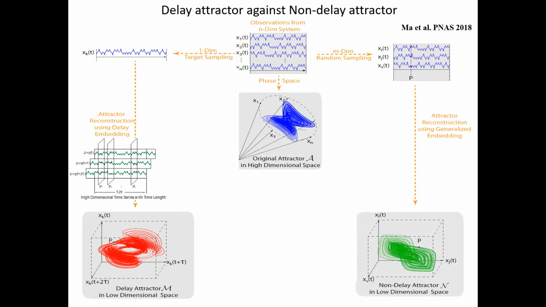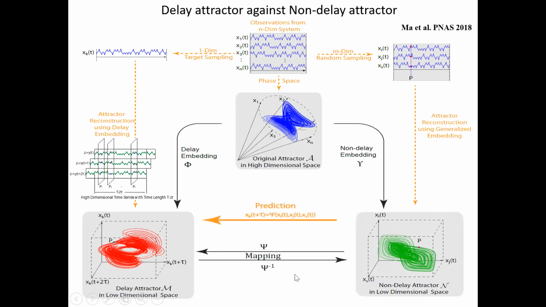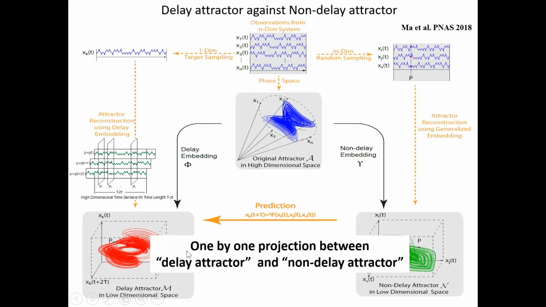So now we get two attractors. Based on the embedding theory, we can prove they are equivalent. They are equivalent, which means there is a nonlinear function phi that can map one point here to one point here, one by one. So that is important for reconstructing the space. To summarize, there is a one-by-one projection between the delay attractor and the non-delay attractor.